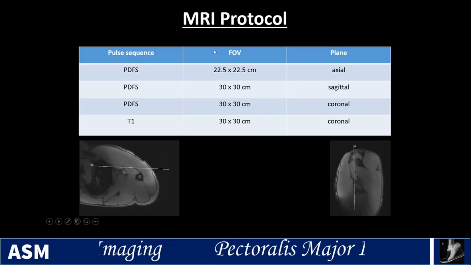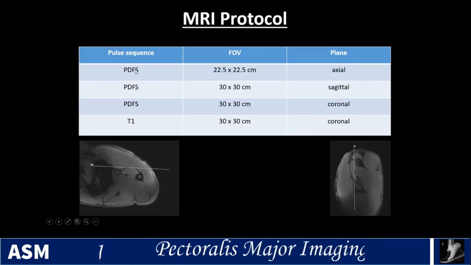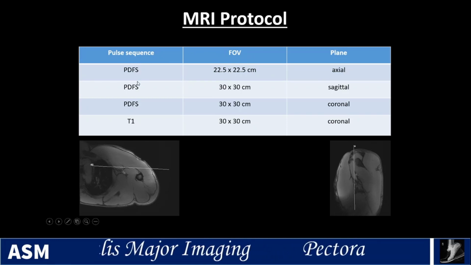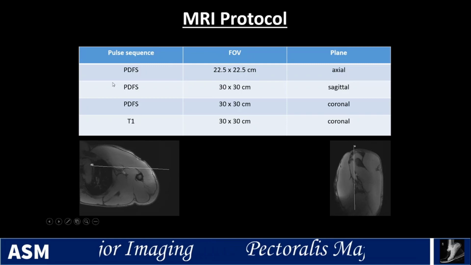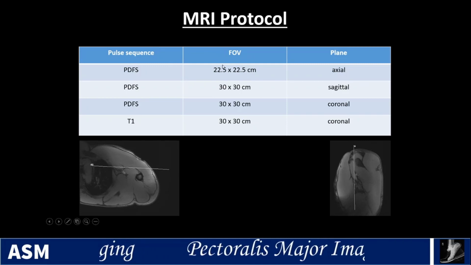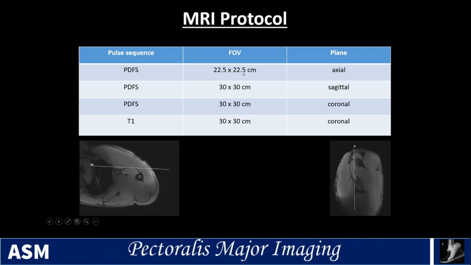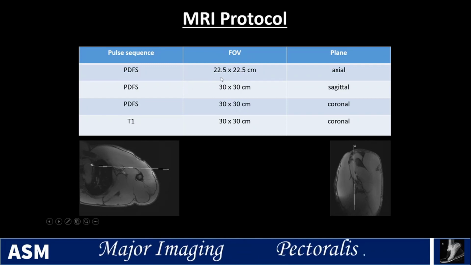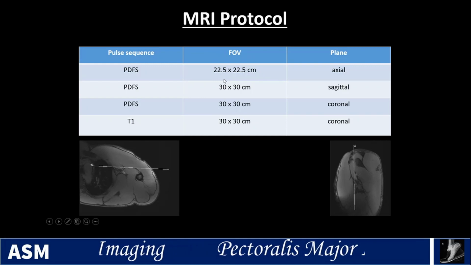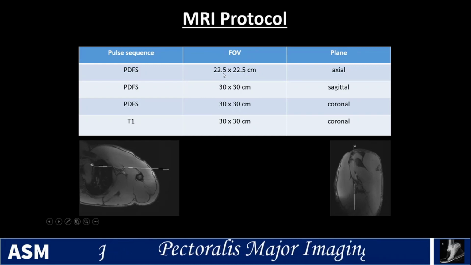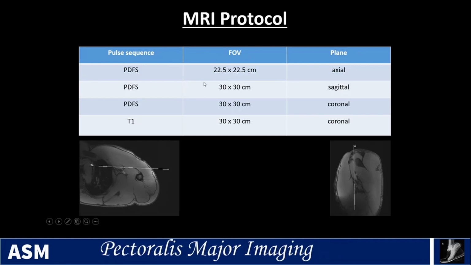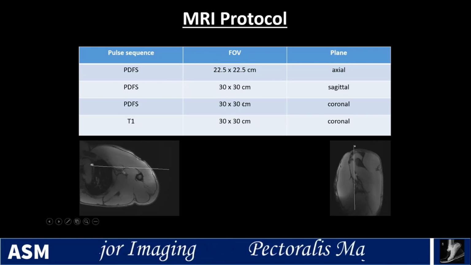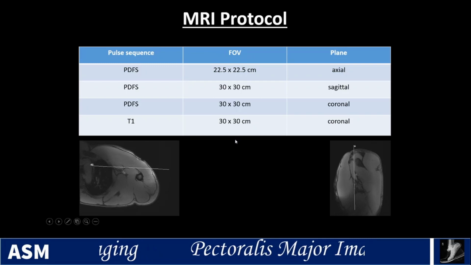So this is the MRI protocol we're using. We are pretty reliant on proton density fat sat imaging. So we do 3 planes, PD fat sat, and we typically will, on average, go for this 22.5 by 22.5, although, depending on how big the patient is, and if we think that there's a more medial injury, we may expand that field of view. For our coronals and sagittals, we do expand the field of view, and then we typically do a T1 just to look at the marrow as well.